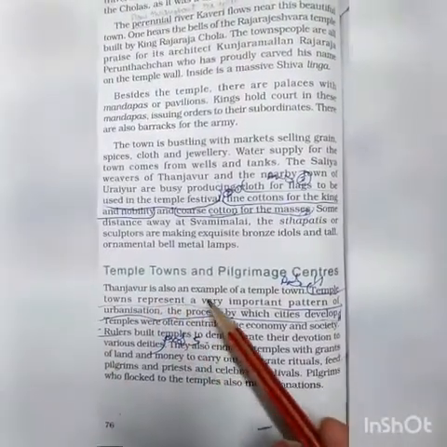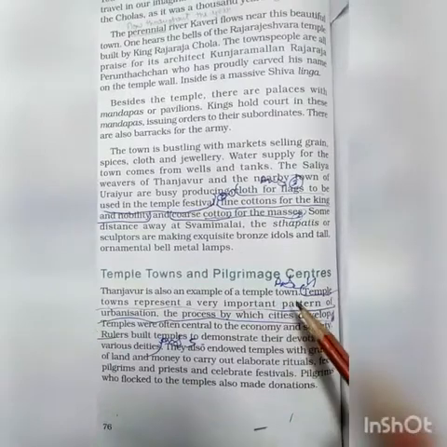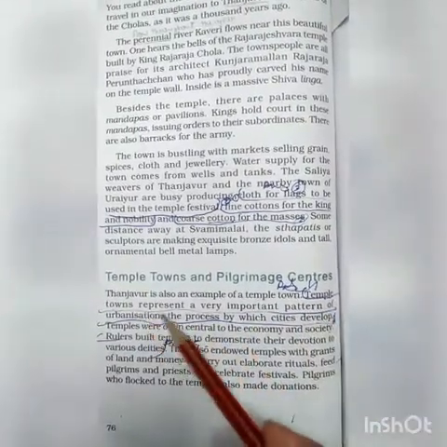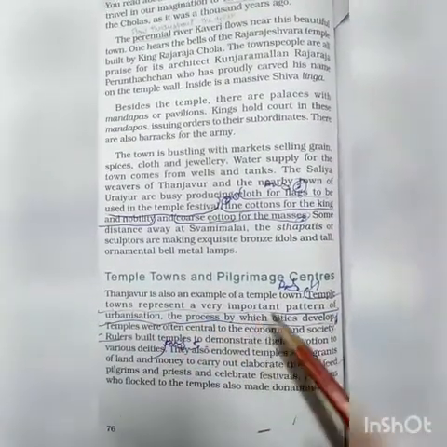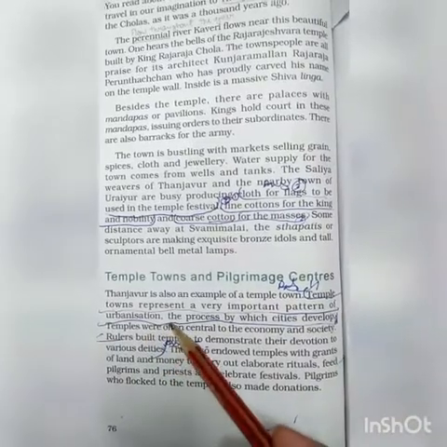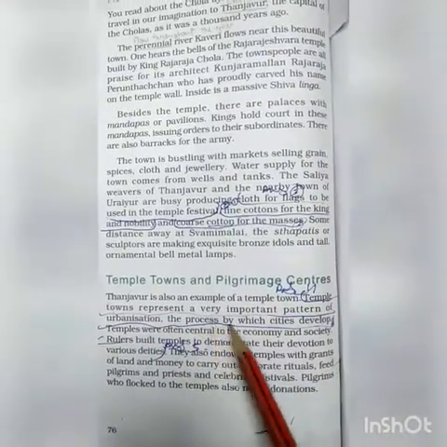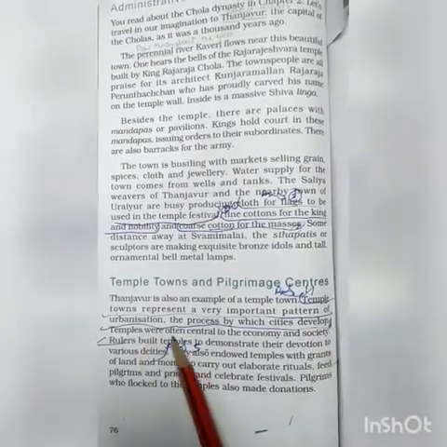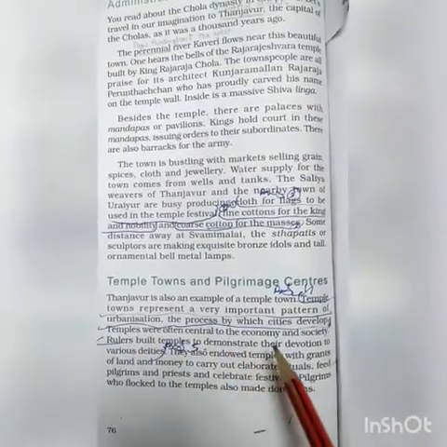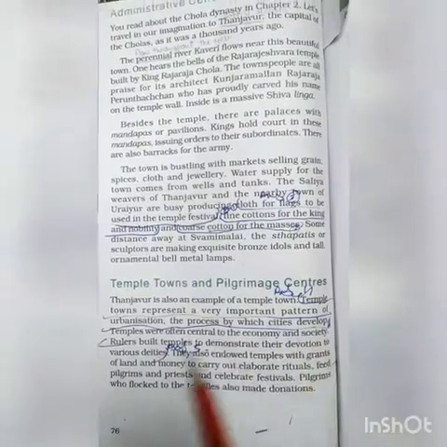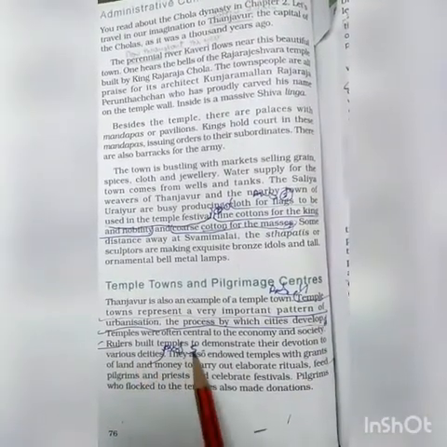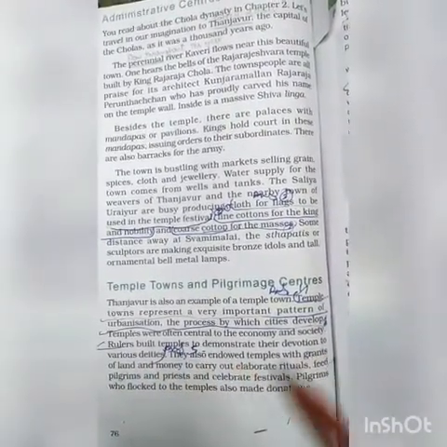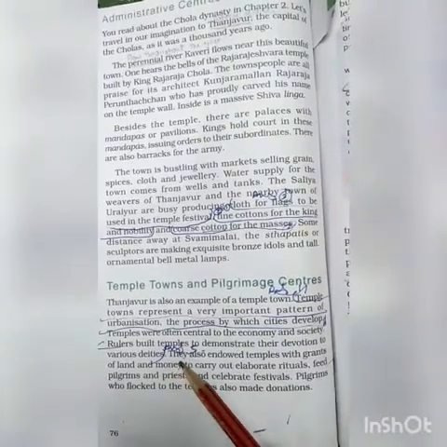Tanjore is also an example of a temple town. The temple towns represent a very important pattern of urbanization, the process by which cities develop. Temples were often central to the economy and society. Rulers built temples to demonstrate their devotion to various deities.